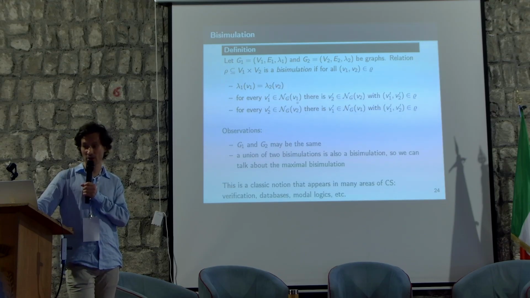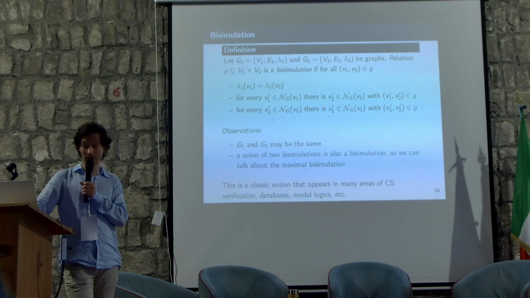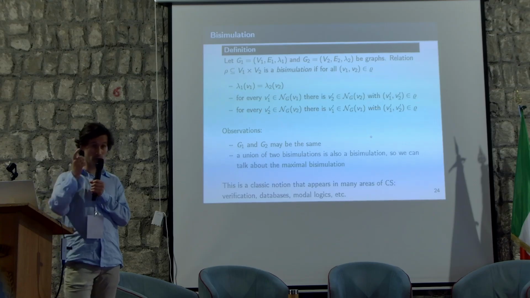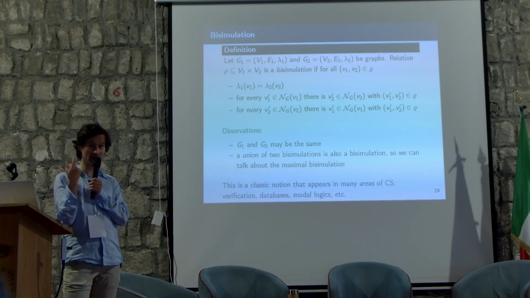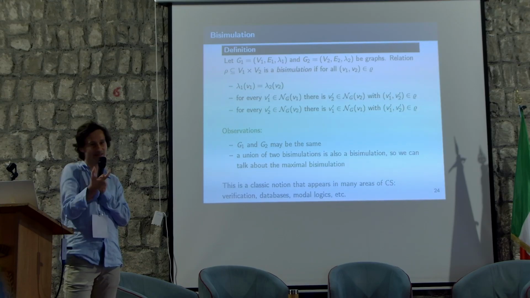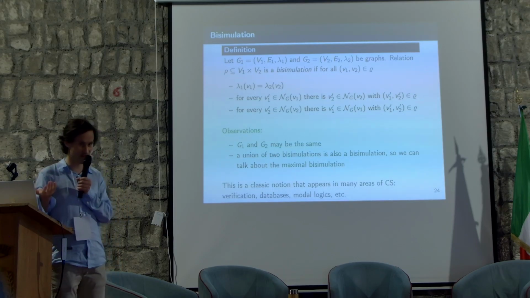And also for each neighbor of V1, we should be able to find a neighbor of V2 such that these neighbors are bisimilar. And also the other way around. So two nodes should be the same by themselves, and for each neighbor of one, we should find a neighbor of another which are the same. Well, same, equivalent in a sense. They behave the same, like simulate each other.